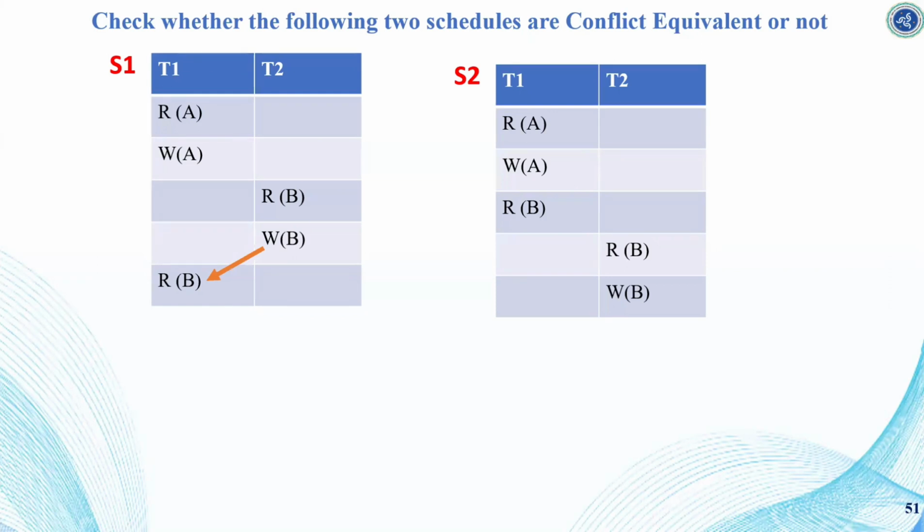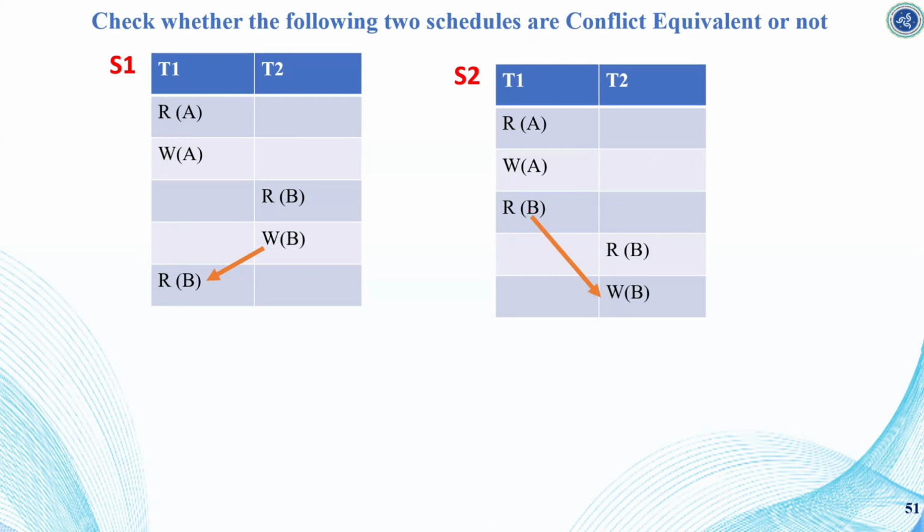Check for S2 whether it is having the same conflict. So there is no conflict here. A write of B and read of B. Again, skip this read and check whether there is the write operation. So here again it is a write of B, right? So there is a conflict. So this is a read-write conflict.